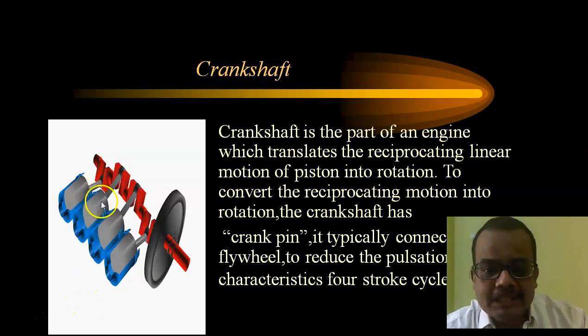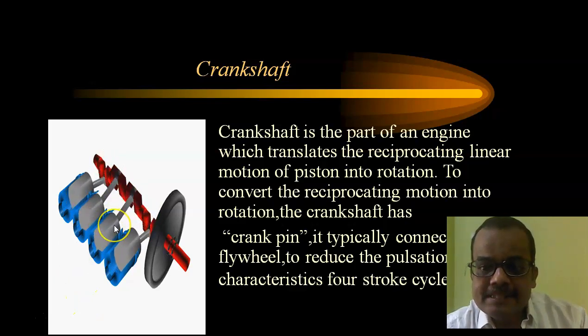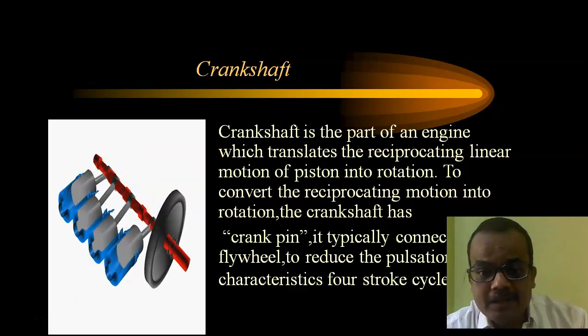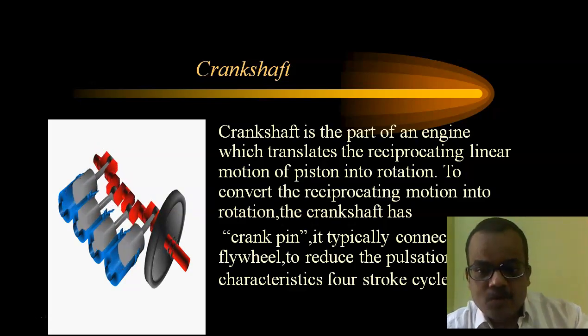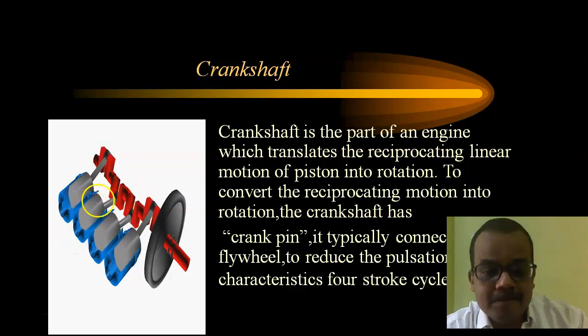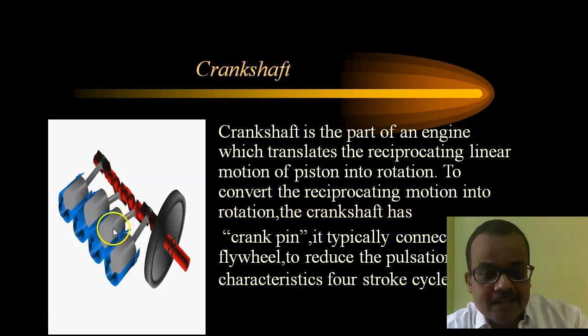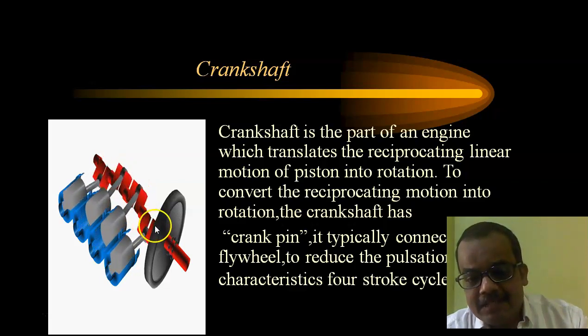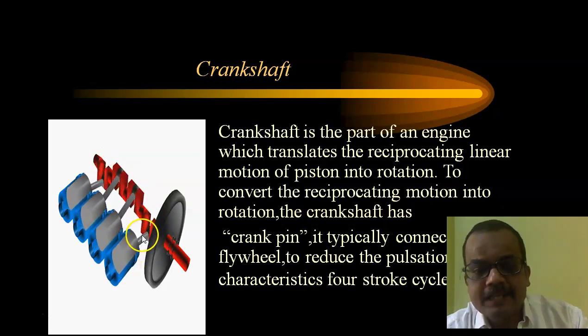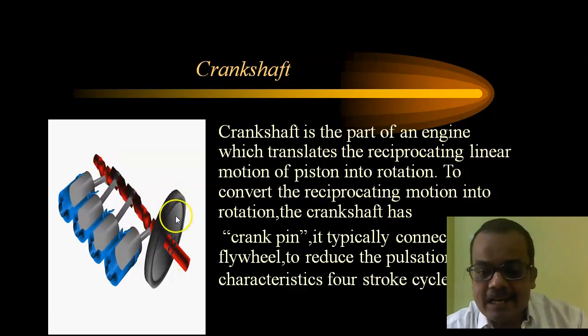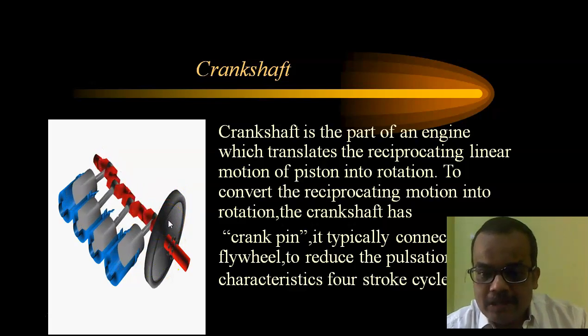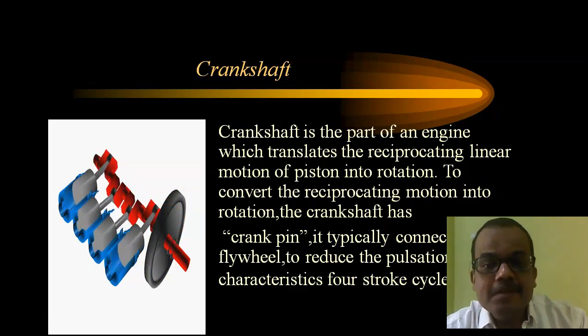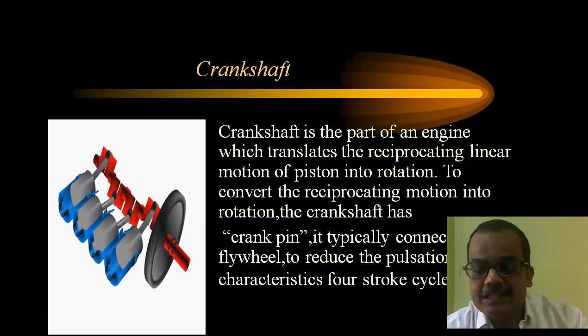Now an important component is the crankshaft, which translates the reciprocating motion of the piston into rotation. To convert the reciprocating motion into rotation, the crankshaft has a crank pin and typically connects to the flywheel. Here you can see the piston, which reciprocates inside the cylinder, this is the connecting rod, and the red one is the crankshaft. The crankshaft is attached to the piston by means of the connecting rod, and it is also attached to the flywheel, which reduces the pulsation characteristics in a 4-stroke engine.